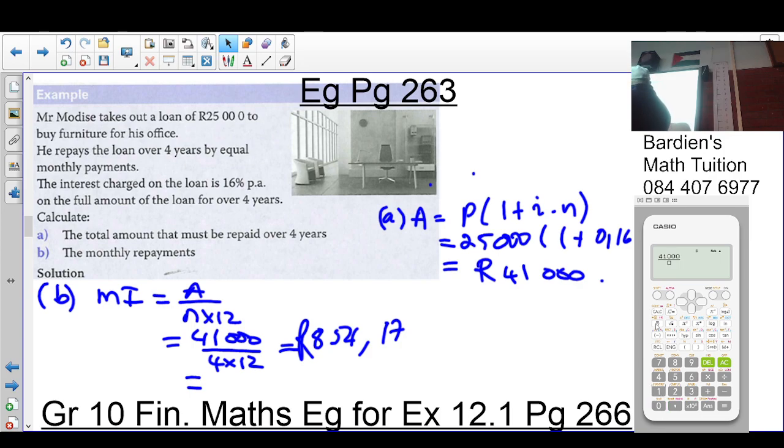3,416.67. So they only divided 41,000 by 12. They didn't divide it by 4. Okay, it's a mistake in the textbook. The correct answer is 854 Rand and 17 cents.